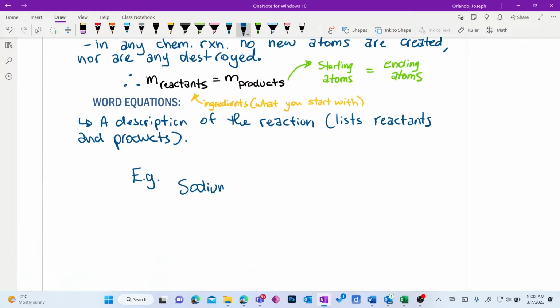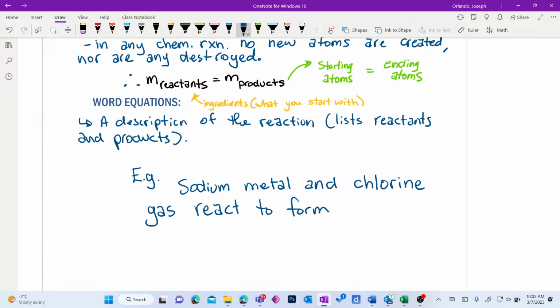Sodium metal and chlorine gas react to form, and here's one you should be able to figure out really quickly. We have a lone sodium metal and a lone chlorine gas. And of course, if you put them together, we have sodium as a metal, chlorine as a non-metal. What are they going to form? An ionic compound. And I bet you can tell me the name of that ionic compound just real easy. Yeah, beautiful. Sodium chloride.